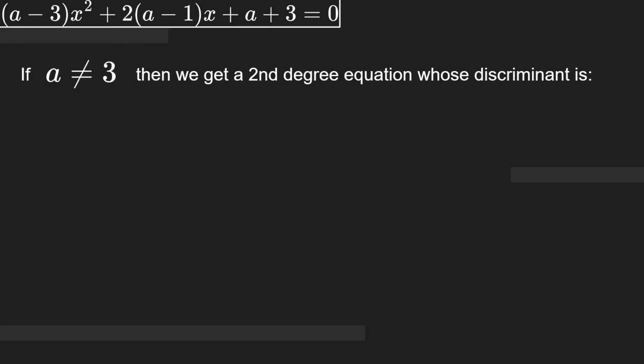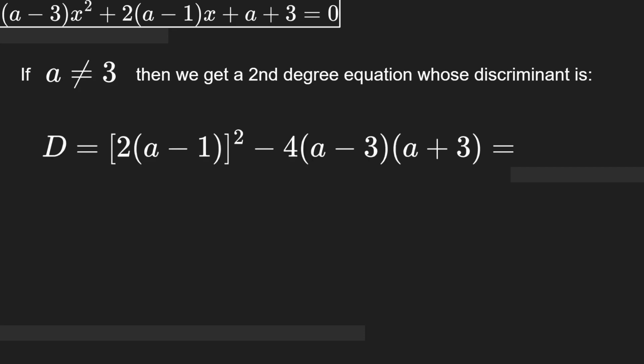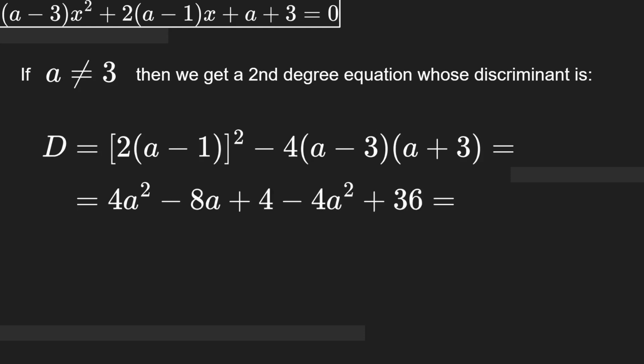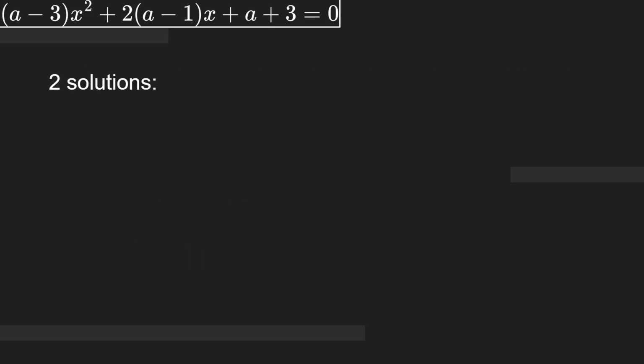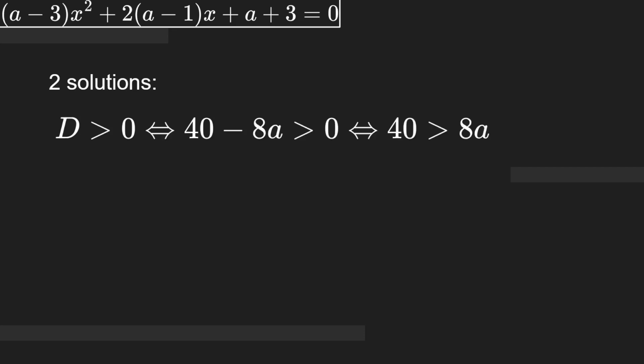Now, if a is not equal to 3, then we get a second degree equation indeed, whose discriminant is d equals (2 times (a minus 1)) squared minus 4 times (a minus 3) times (a plus 3), equal to 4a squared minus 8a plus 4 minus 4a squared plus 36, equal to 40 minus 8a. In order to have two solutions, the discriminant must be positive. Therefore, we must have 40 minus 8a greater than 0, or 40 greater than 8a, which gives us a less than 5.